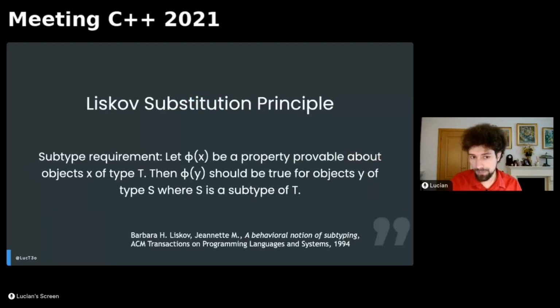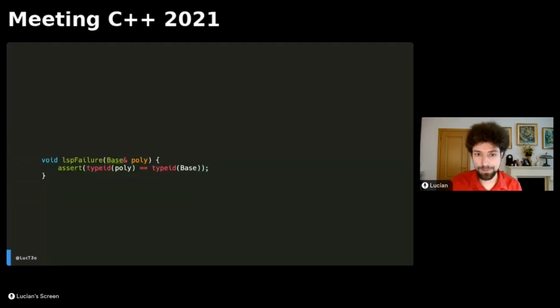Let's look at the principle again. Subtype requirement: let phi of x be a property provable about objects x of type T. It's provable. It's always true for our base class. Then phi of y should be true for objects y of type S, where S is a subtype of T. Well, that's false. It doesn't say that we should pick just a few properties. It's just for any property that's provable about objects of type T. That's the problem with LSP in a strict sense.